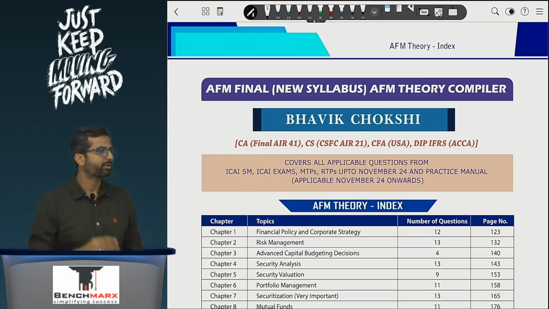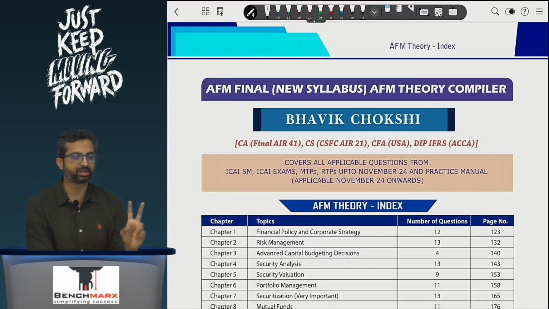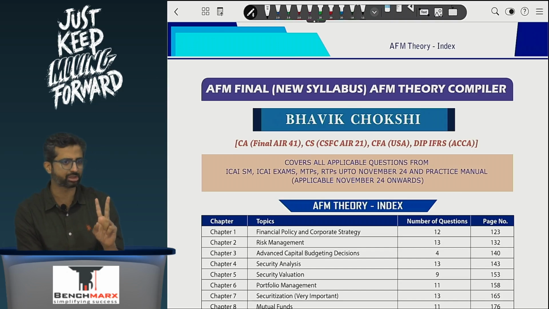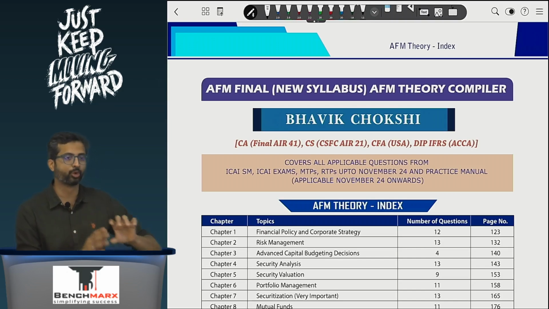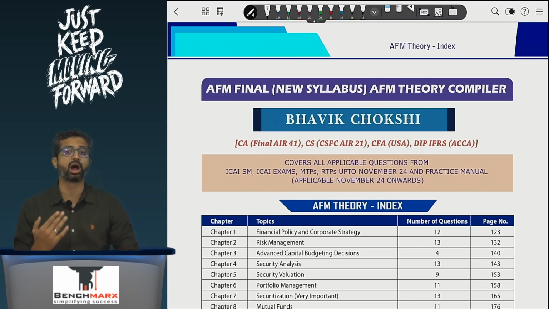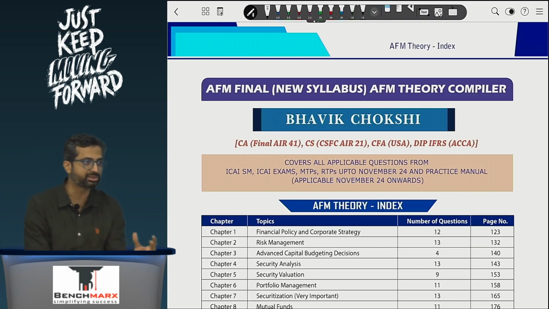Chalo, we'll go to the second part of our theory session. In the first part, we have covered the four core theory topics, that is financial policy and corporate strategy, securitization, startup finance and risk management. So these are the four core theory topics, and among the other chapters, maybe 10 or 11 practical chapters.